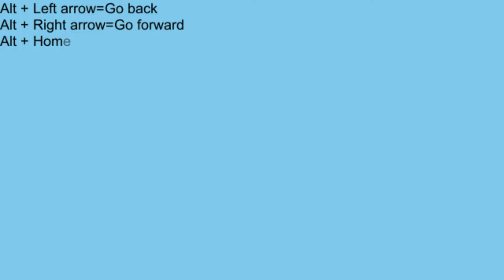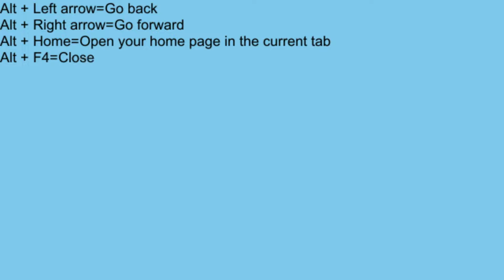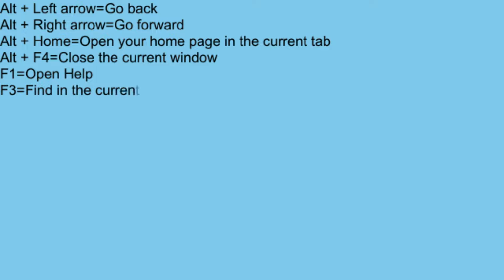Alt-left arrow equals go back. Alt-right arrow equals go forward. Alt-Home equals open your home page in the current tab. Alt-F4 equals close the current window. F1 equals open help. F3 equals find in the current tab. F4 equals select the URL in the address bar.